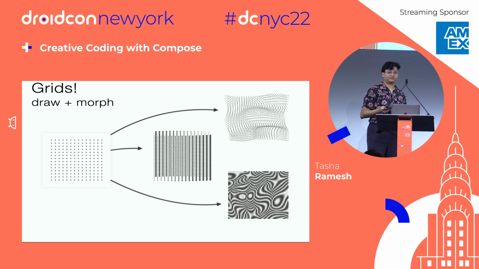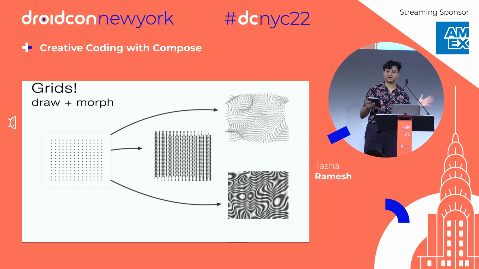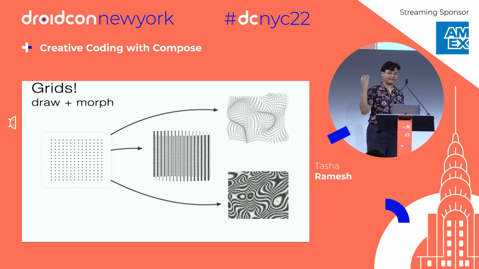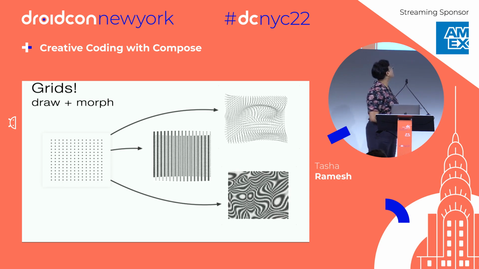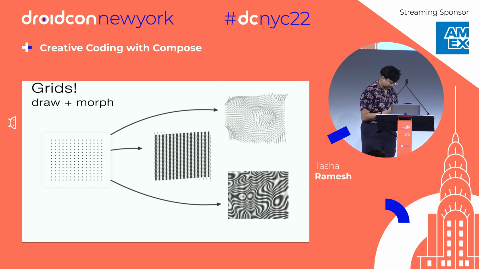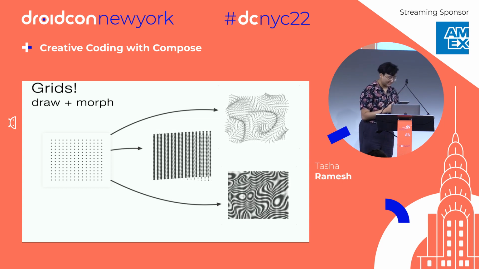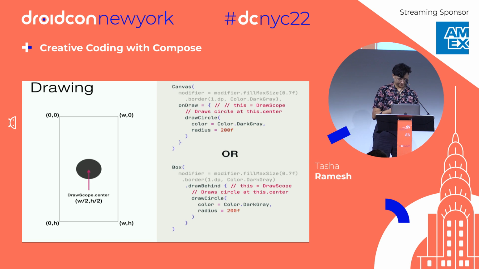Grids are also simple enough to serve as a vehicle to talk about some basic concepts in generative art. And the general formula here will be you draw the form and then you morph the form over time with mathematical functions. We'll explore some tools along the way, some utilities that should hopefully be applicable to other creative coding endeavors as well.